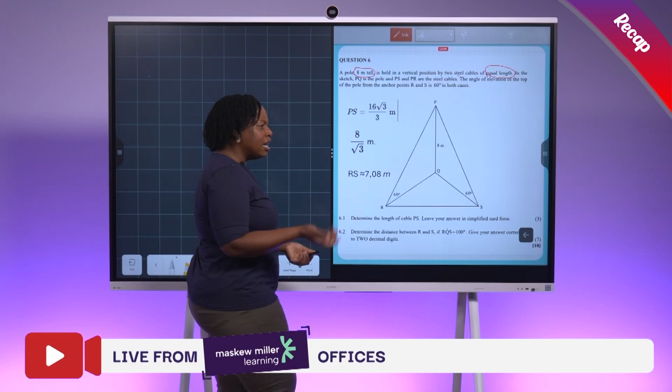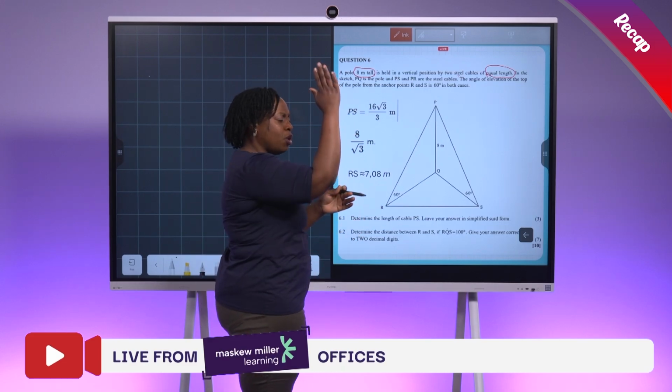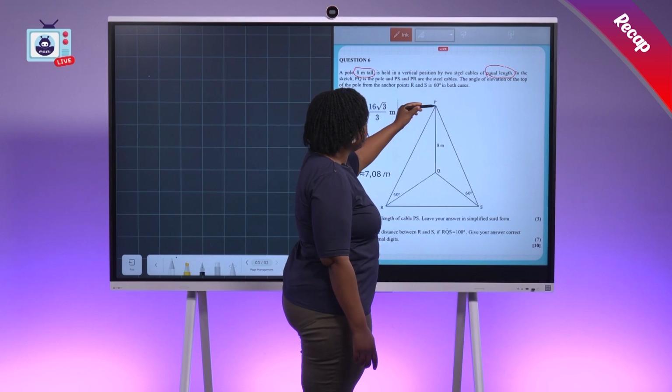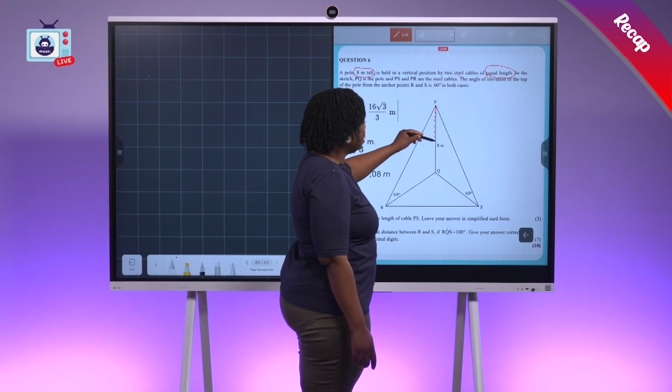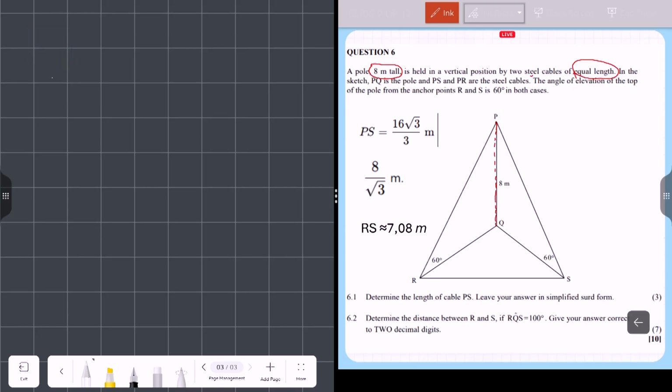So imagine when you are anywhere, you see an electricity pole, they put it like this, and always they will have some very tight, strong cables that are holding it down like that. So this is what is actually happening here. They just give it to us in this format, but that is the exact same pole we are talking about. In the sketch here, PQ is that pole. So this is the pole we are talking about, and PS and PR are those lines we are talking about.